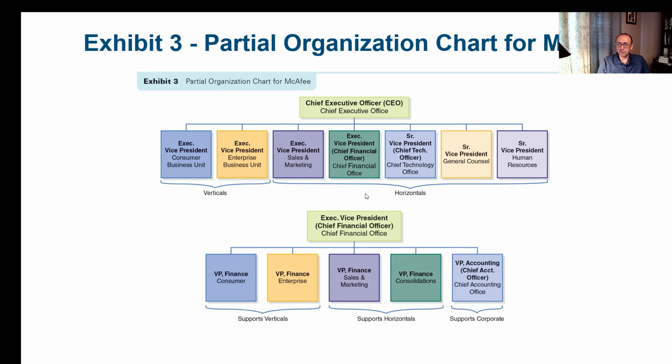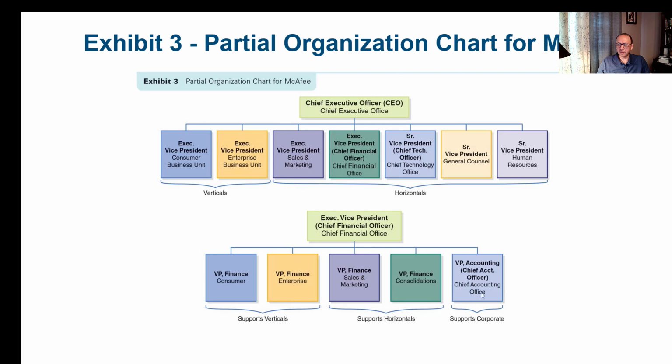They don't deal directly with the customer, and that's why they're considered to be horizontal. If you look at the CFO, or the Chief Financial Officer, we have the Vice President for Finance for Consumer, for Enterprise, and these are considered to be supporting verticals, or they support verticals. For Marketing and Consolidations, or Finance Consolidations, these are horizontals.